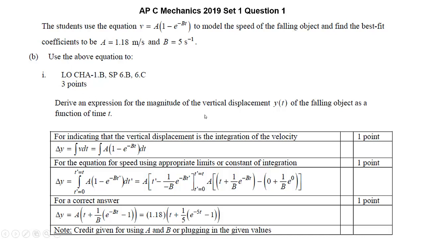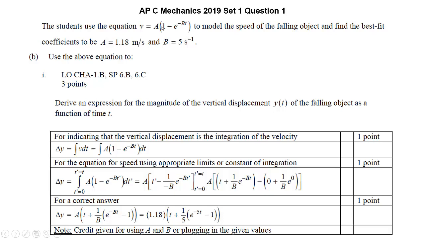B-I, this is a big one, 3 points. Derive an expression for the magnitude of the vertical displacement of the falling object as a function of time. Now, key here is derive. So it's not just asking you for the expression. If you just give them the right answer, you'll get a point, but you'll lose the other 2 points because you're not deriving it. Deriving in AP lingo means start from basic principles.